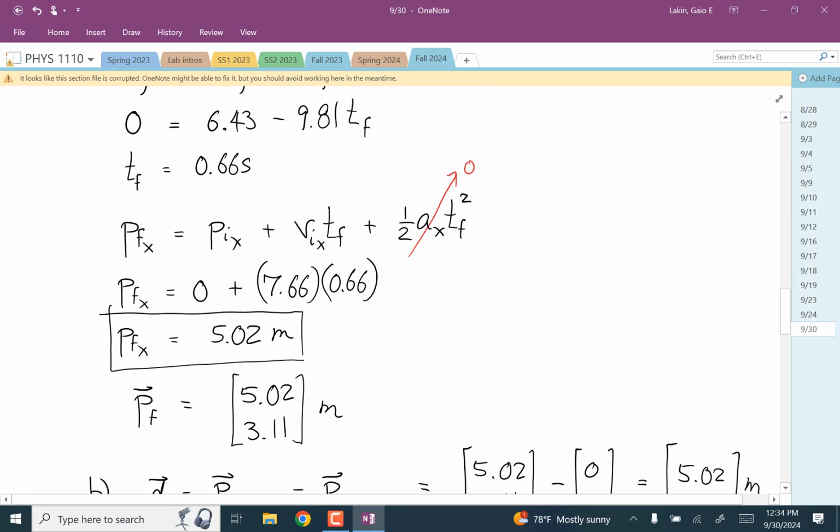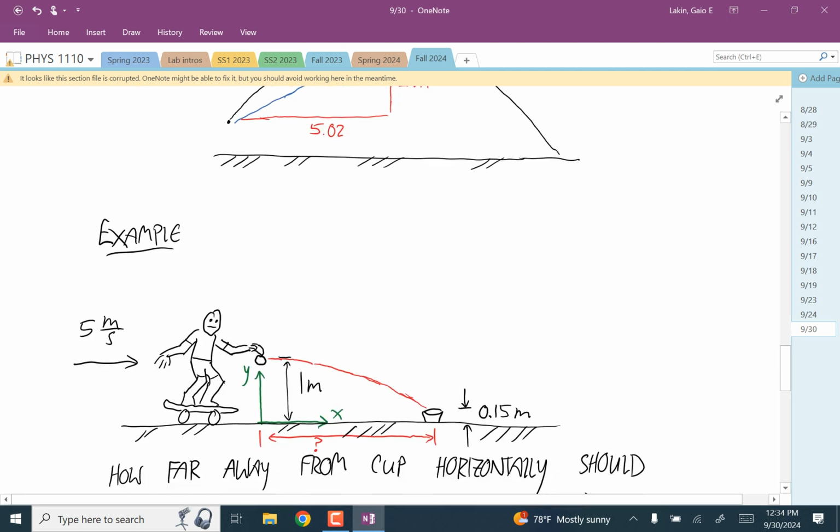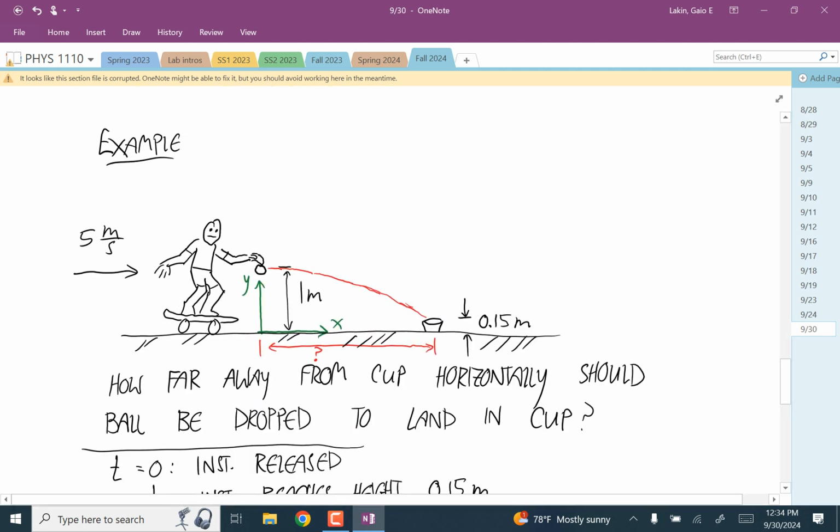So if you drop this ball exactly 2.08 meters away from the cup horizontally, it'll land in the cup.